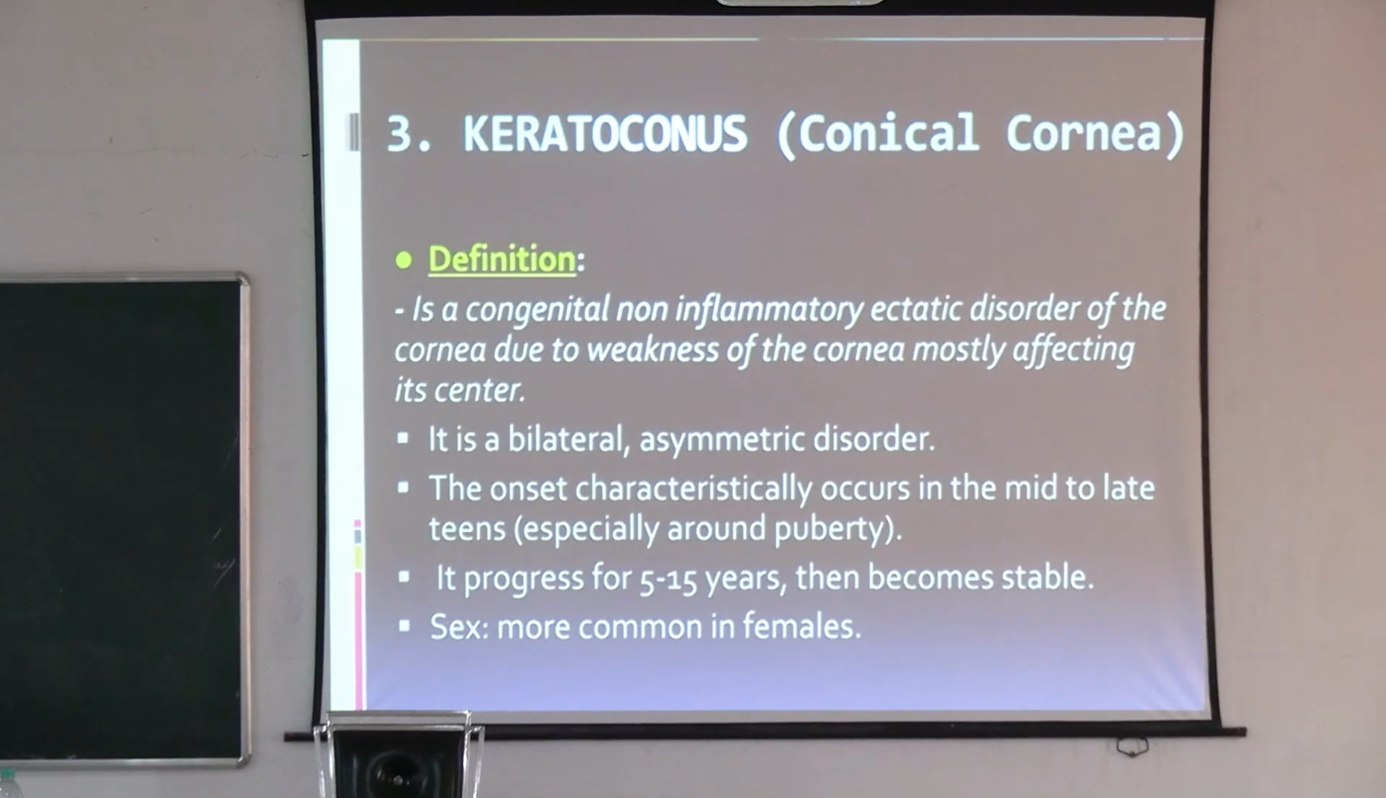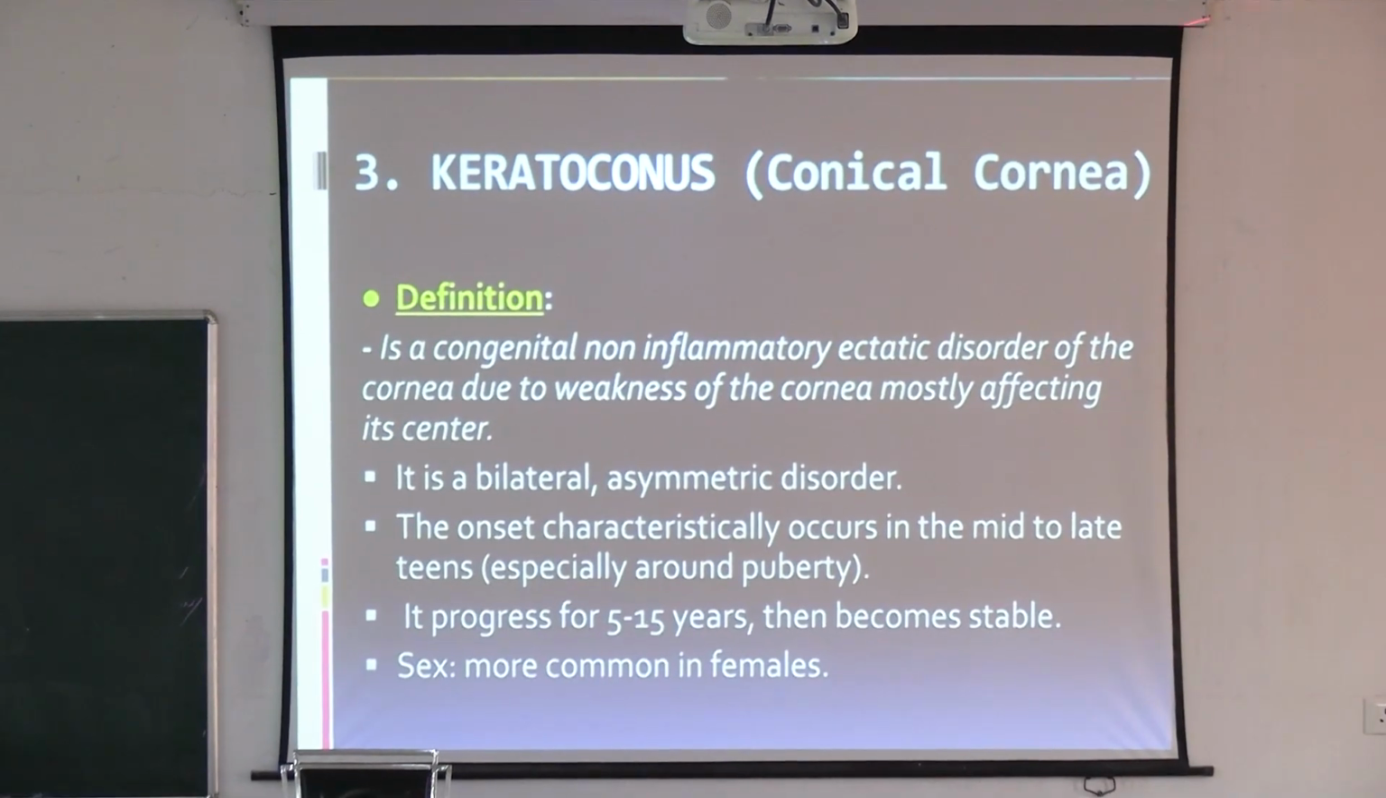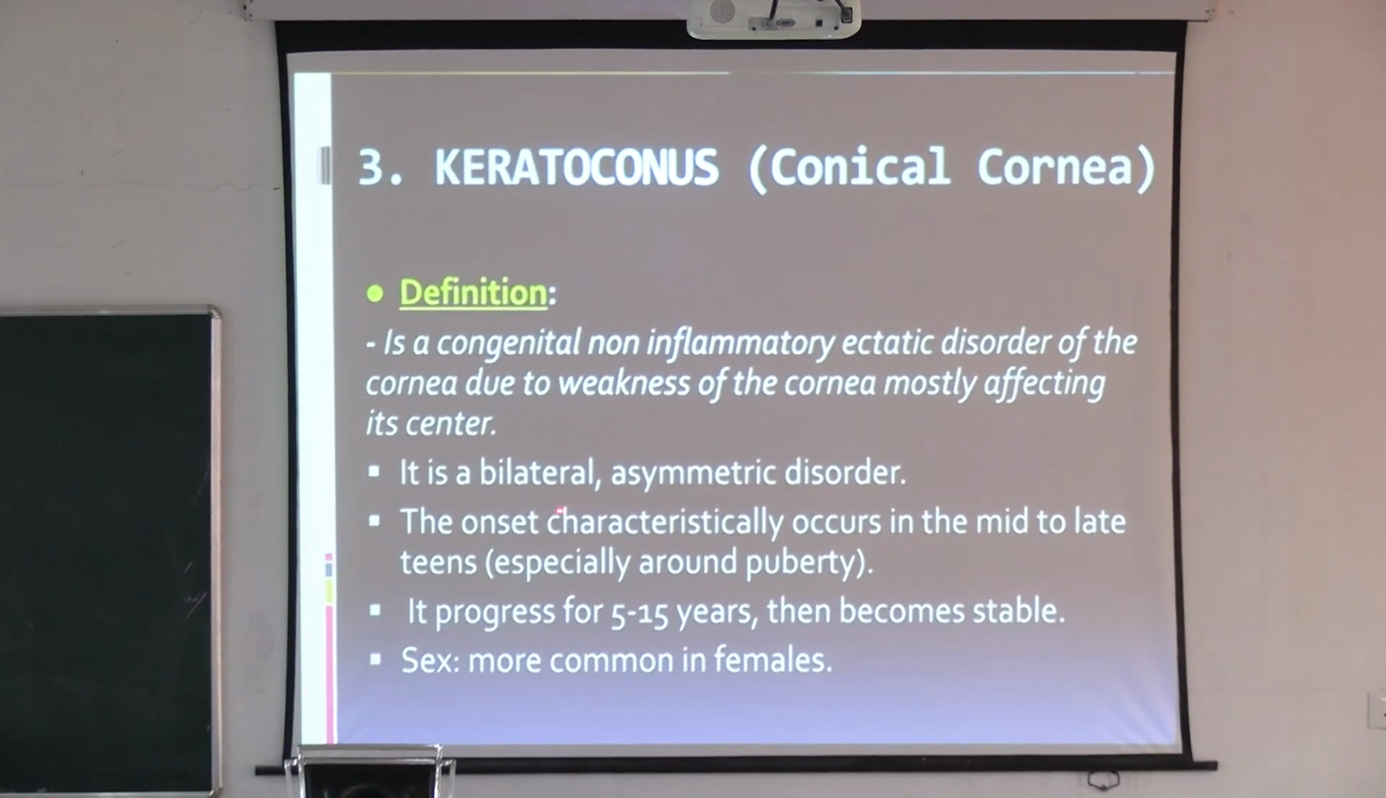Then keratoconus. Keratoconus is a congenital, non-inflammatory ectatic disorder of the cornea, and due to the weakening of the cornea, it mostly affects the center part of the cornea. It is a bilateral and asymmetric disorder.